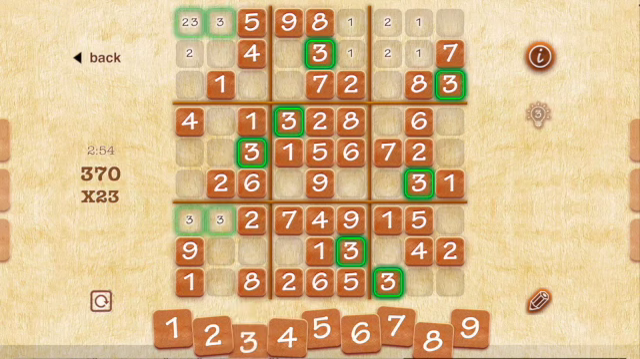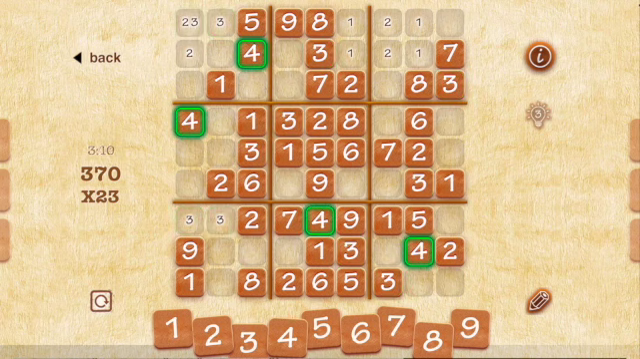I spotted that just before I was going to say it, so I just wanted to make sure we understood the logic behind that as well, because I want you all to understand what we're doing here. Perfect, so we've got 3s in, no more 3s to go in, we've got 4s now.